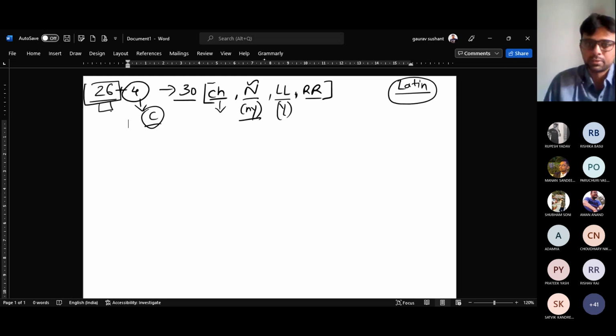So first is ch, then it is nya, then double L is ya. Somewhere you will find a different pronunciation for double L. Sometimes it is pronounced as ja. Okay, so I'm just focusing on the pronunciation which is being used in Spain. Then this is double R. So double R is pronounced as r, a little bit more r sound, an extended sound, compared to the simple r for single R. Okay, so these are the four new alphabets which are there in Spanish.